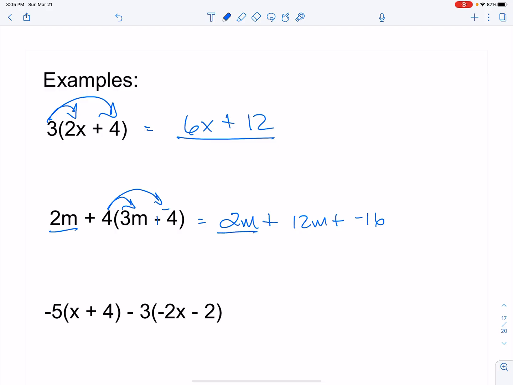Because we've got a 2m and a 12m that I can put together. So 2m and 12m will make 14m plus negative 16. And now we have a simplified expression.